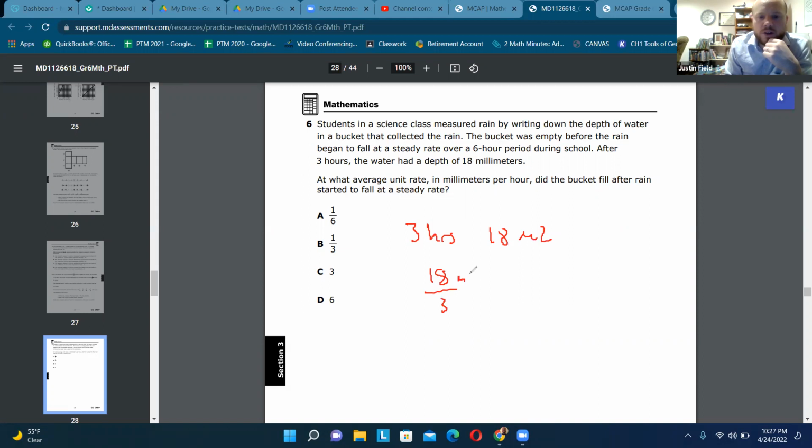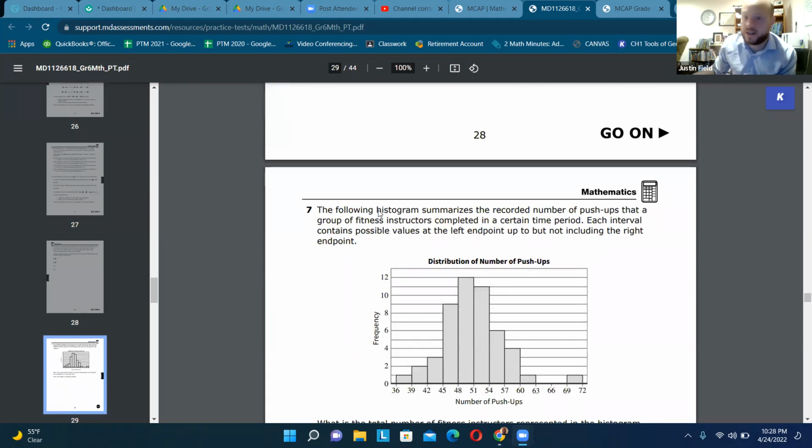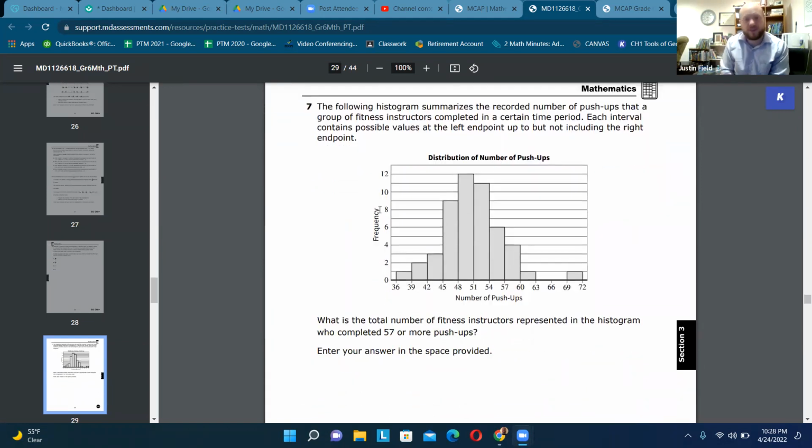We want to know millimeters per hour, so we divide. 18 divided by 3 is 6 millimeters per 1 hour. And then we can check: if 6 fell and then 6 fell again, that'd be 12, and then 6 more, that would be 18. So at what average rate per hour? 6 millimeters per hour. Unit rate. You think that's important for this test? I do. I've seen quite a bit of it.